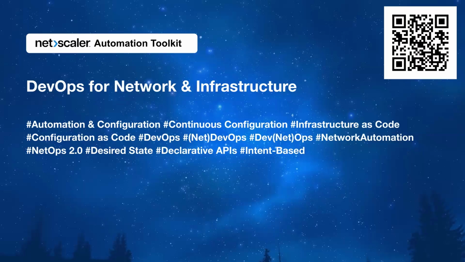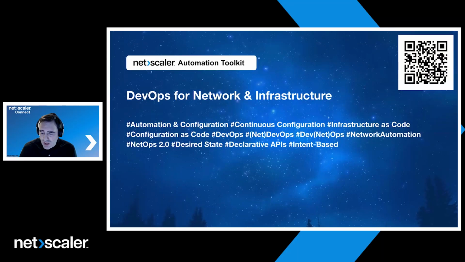So what is the NetScaler automation toolkit? We are talking about a suite of different integrations and also APIs with an ultimate goal to be able to follow DevOps practices for network infrastructure. So whenever you hear the terms automation and configuration, continuous configuration, infrastructure as code, these type of things, please feel free to reach out to us to help you with the tools that are there so that you can also make NetScaler part of your automation pipelines.